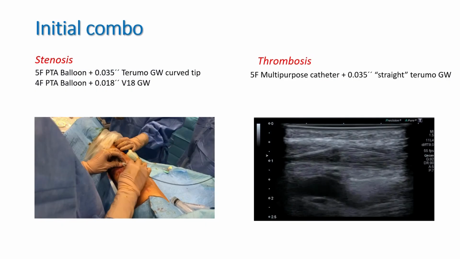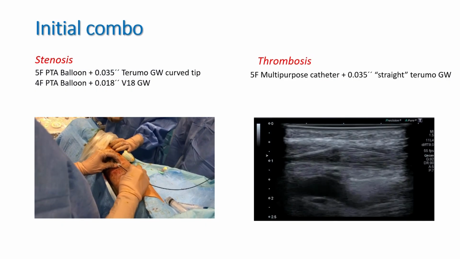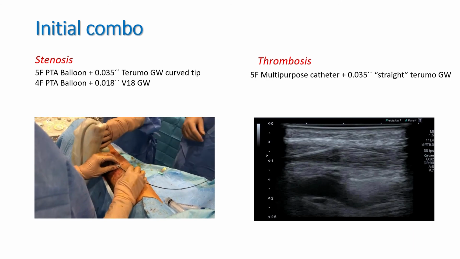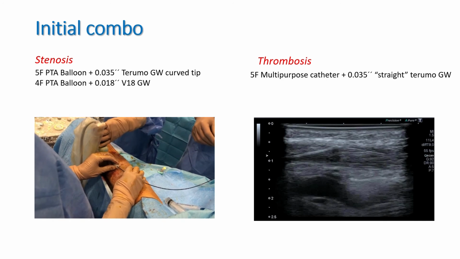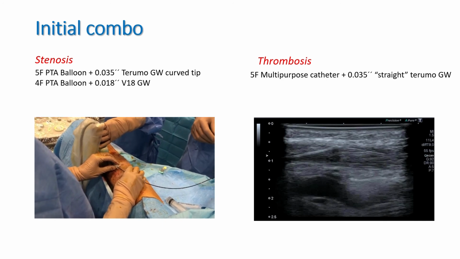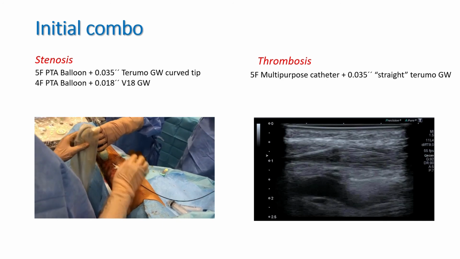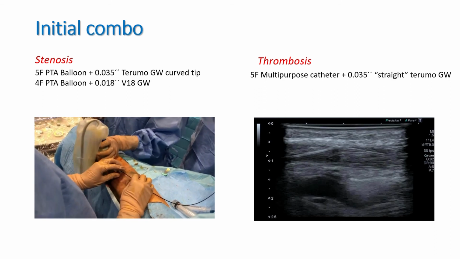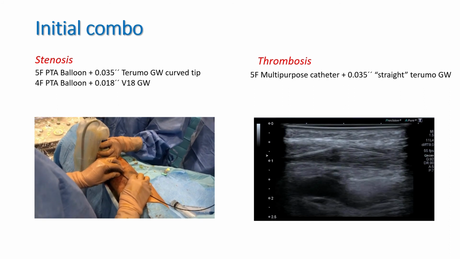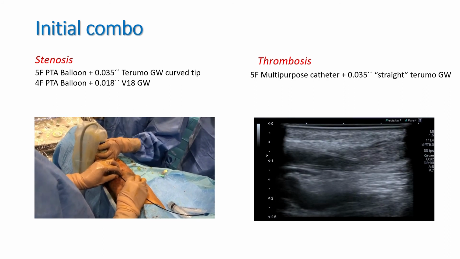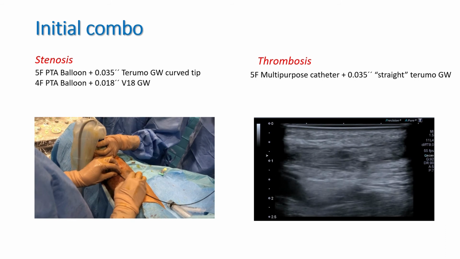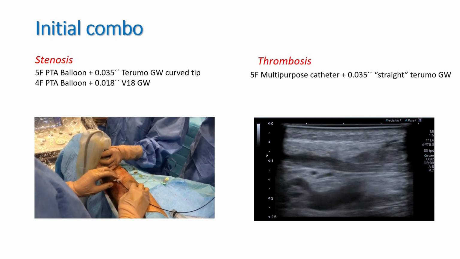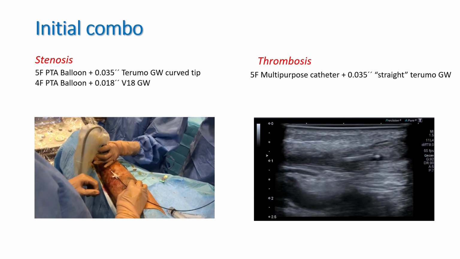Okay, so let's apply this lean concept. How do we work? This is what I propose. For stenosis, we just start with a 5F PTA balloon and a 0.35 Terumo guide wire with curved tip. Option number 2 would be downsizing everything to 4F with a V18 guide wire. And for thrombosis, it changes a little bit. We use a 5F multipurpose catheter and a 0.35 straight Terumo guide wire, as you can see. You can mostly work like this very efficiently.